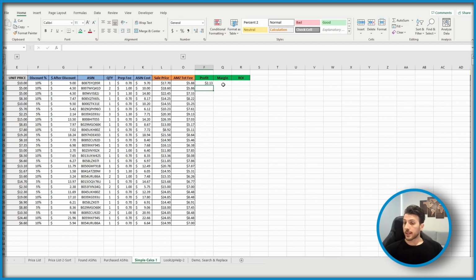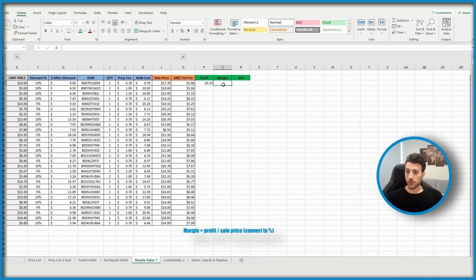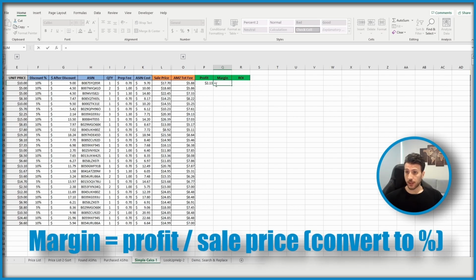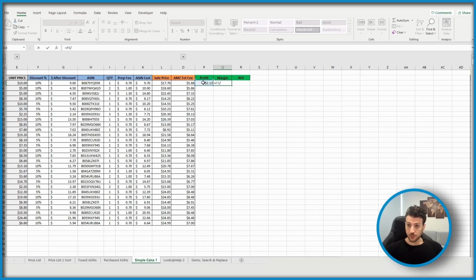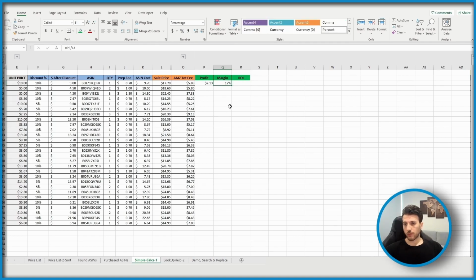Okay, so what is margin? So margin is of course our profit. It equals our profit divided by the sale price, $17.70. So we're going to hit enter. Okay, let's convert this to a percentage. We're going to come here and click on the percentage symbol right there. So it's 12%.